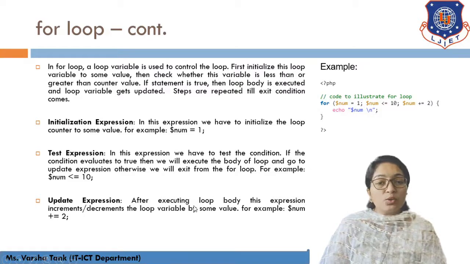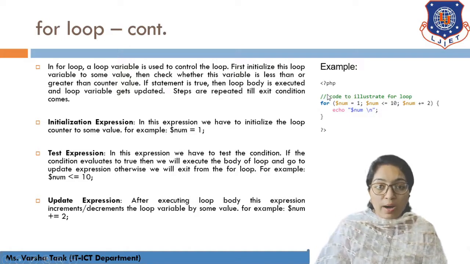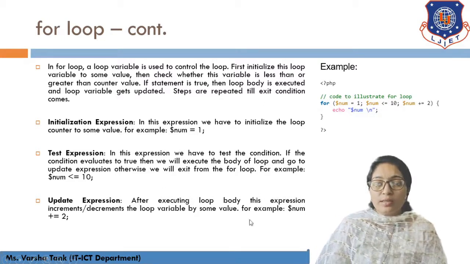After executing the loop body, this expression increments or decrements the loop variable by some value. Here we have defined $number = $number + 2. That means every time the loop is executed, it will update the counter value by 2. In this example it is written $number = 2. Like this, you can define the for loop. Now let's see the practical for the for loop.